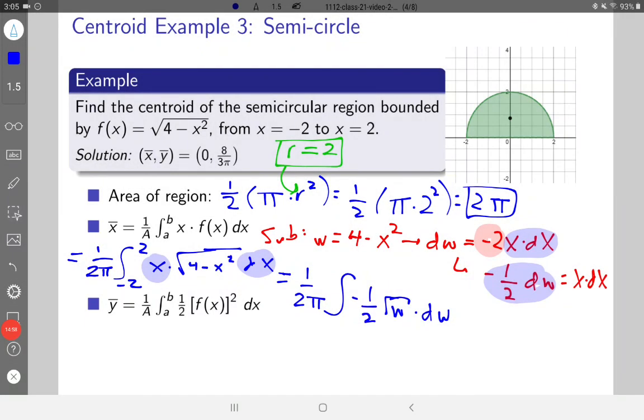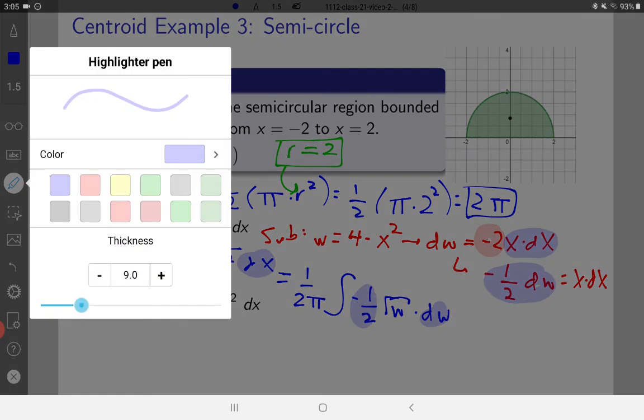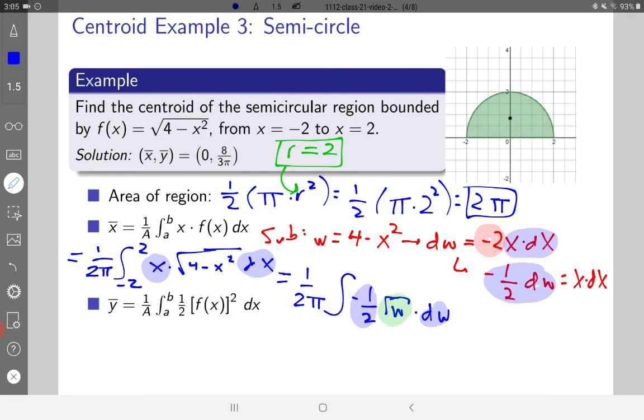And there I've started to do that. You can see the negative 1/2 dw that I've replaced. I have now written root w because I chose the quantity underneath the square root to be exactly my w in the substitution that I'm making. And the only thing left I have to account for are the boundaries, the limits on the integral. If x ranges from -2 to 2, what's the corresponding range of values for w?